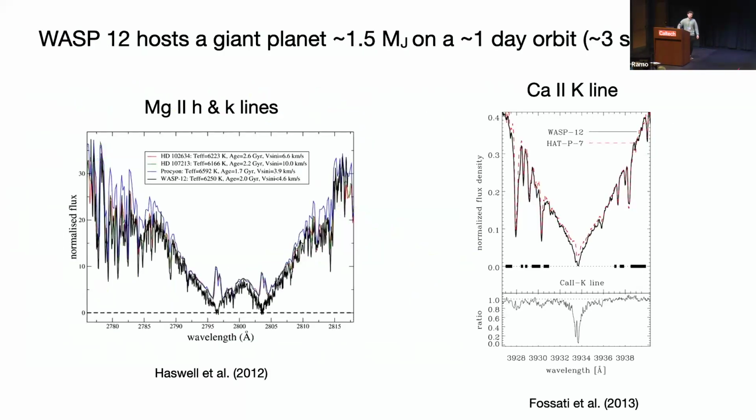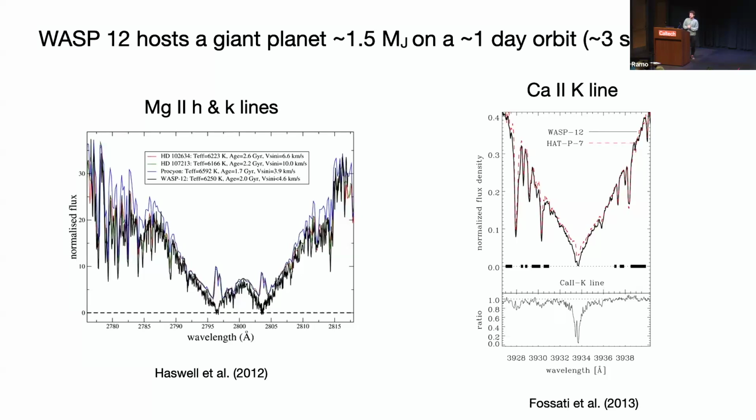And WASP-12 is indeed a very extreme system. It hosts a giant planet on a one-day orbit, which is about 3 stellar radii, so incredibly close. And because this planet is so close, it's thought to undergo intense atmospheric escape, and so people observe this planet. And these observations are particularly interesting because they're not taken during the transit of the planet. And so what I'm showing is the magnesium II H and K lines and the calcium K line of WASP-12, which are in both these plots in the black, compared to other stars of similar age and rotational period.